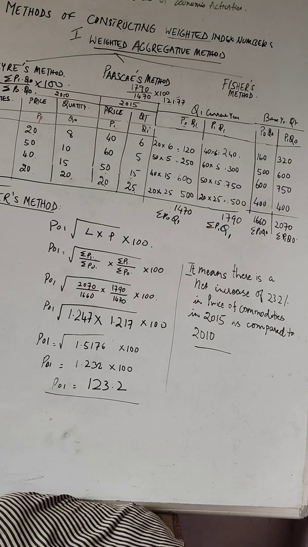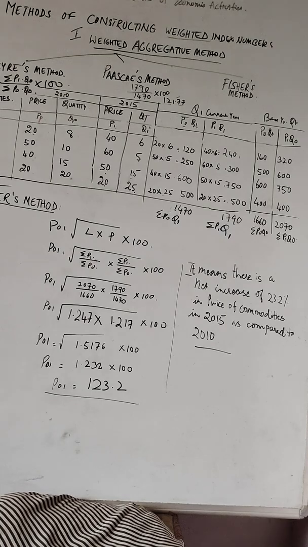But in this class we are doing the weighted aggregative method, and in this method appropriate weights are given to different commodities to show their relative importance in the group. And there are many formulae to construct weighted index numbers, such as Laspeyres' method, Paasche's formula, and Fisher's formula. Besides them there are many others, but we are going to do these three.